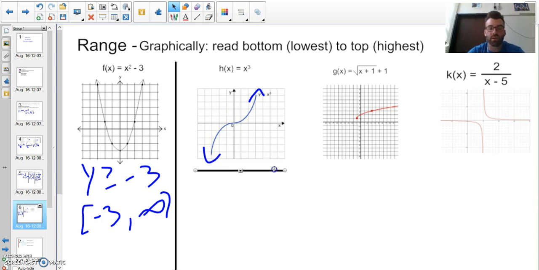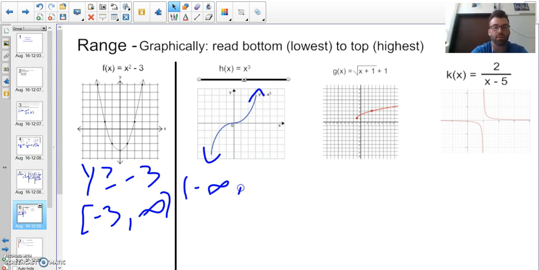It starts at some very large negative number and goes off to a very large negative number. So my range is actually negative infinity to infinity. Okay. Here again is where things start to get tricky.